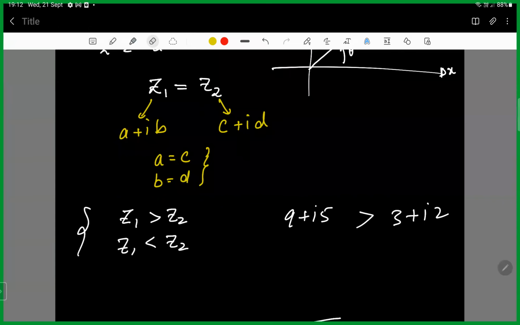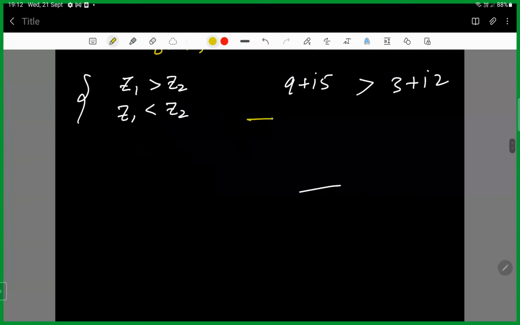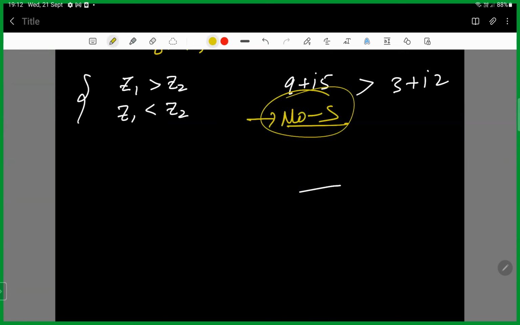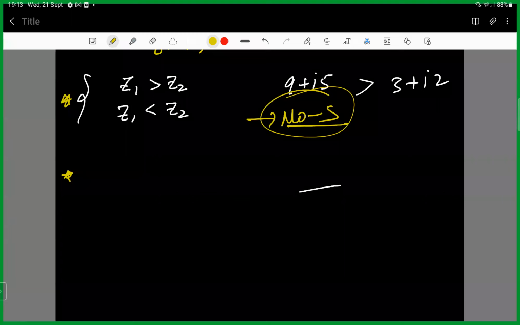Okay, so understood. This makes no sense. This is nonsense. Okay, write down the next property. Write down the next property. Okay, what else? I'll just leave it. I don't think it is required.